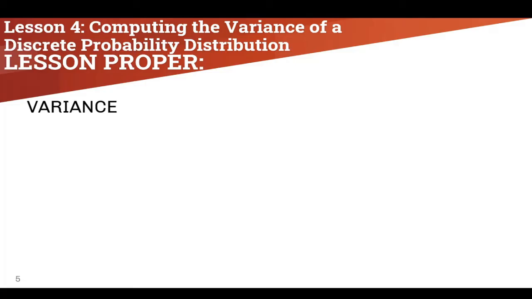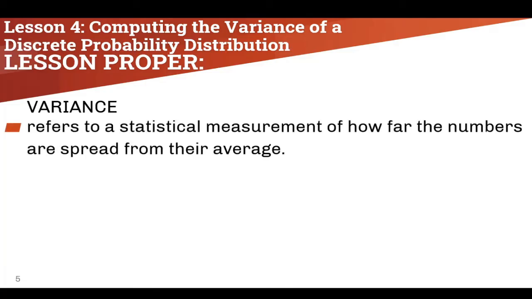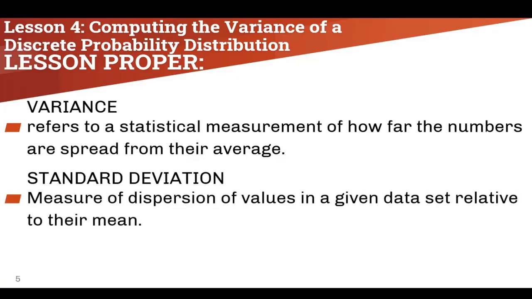Now, what is variance? Variance refers to a statistical measurement of how far the numbers are spread from the average. So, ito ang variance, yung lawak ng range ng numbers kung gaano ito kalayo mula sa average. Ano naman yung standard deviation? Measure of dispersion of values in a given dataset relative to their mean. So, halos maraming nagsasabi wala daw halos pinagkaiba yung variance at standard deviation kasi square lang naman yun.